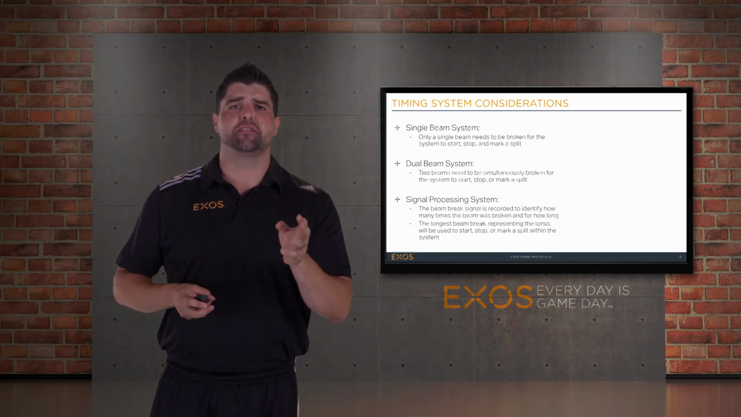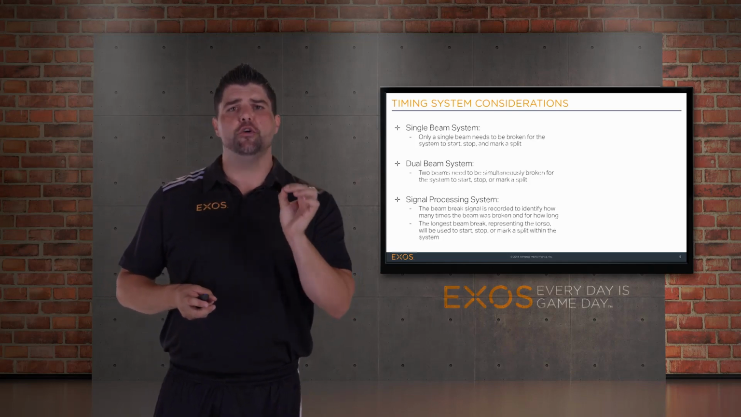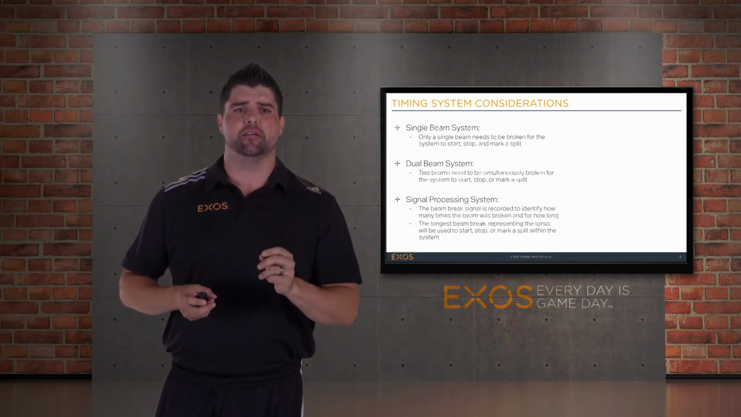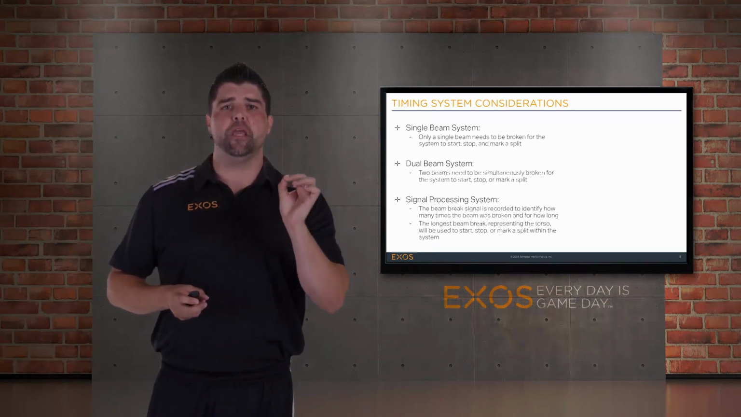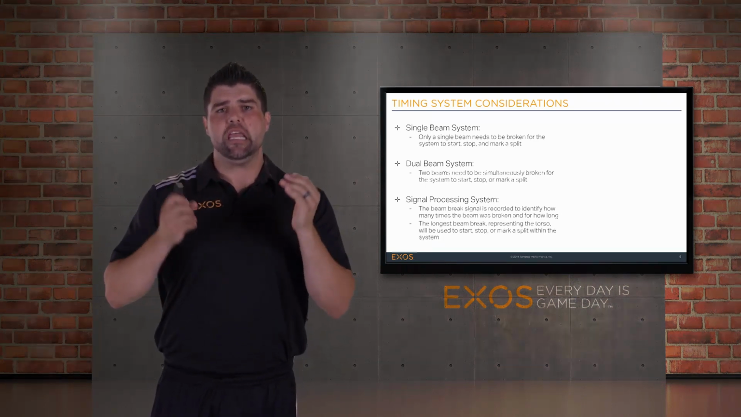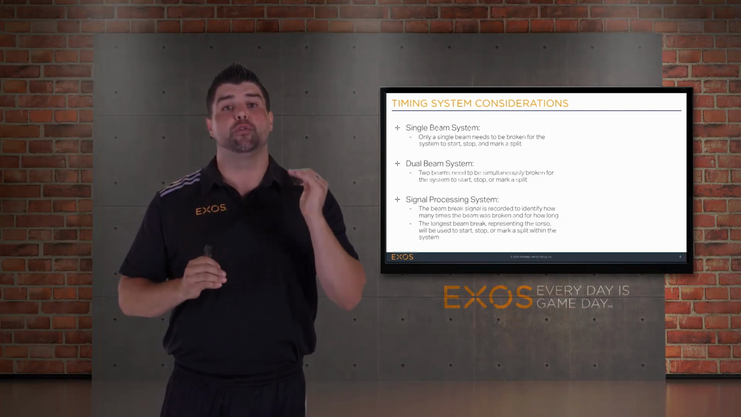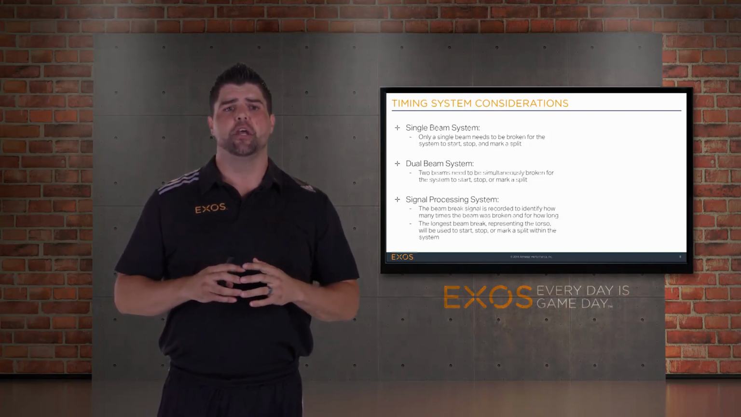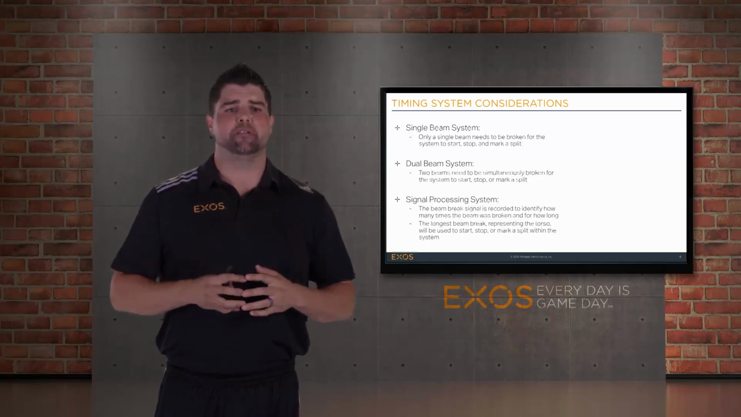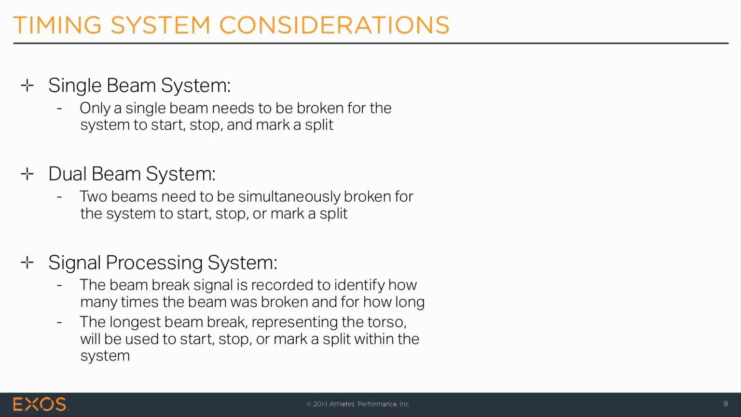Now the final one is actually the one that we use here at Exos, and that is a signal processing system. And we specifically use the Fusion Sport Smart Speed system to do this. And this has been compared to the dual beam in terms of its reliability. So either way, you're probably having great reliability with dual beam or signal processing systems. So with signal processing, here's what happens. The beam break signal is recorded to identify how many times the beam was broken and for how long. Specifically then, the algorithms in Smart Speed factor in this, that the longest beam break, representing typically the torso, will be used to start, stop, or mark a split within the system.